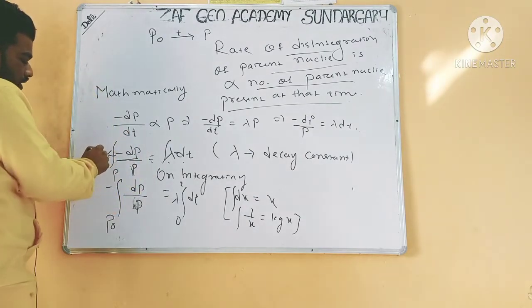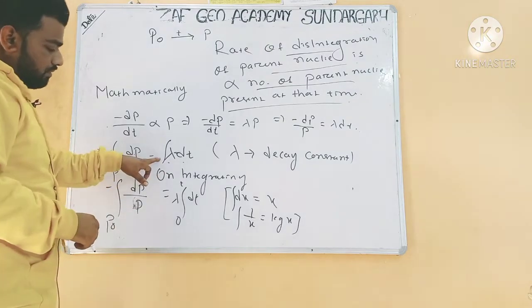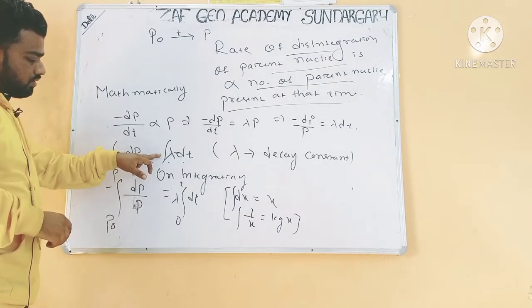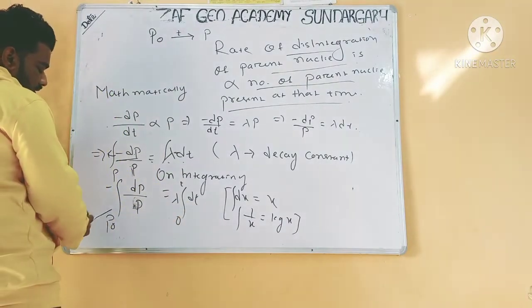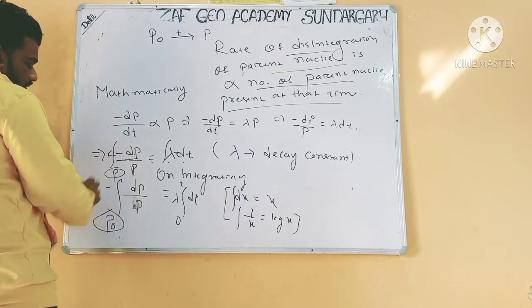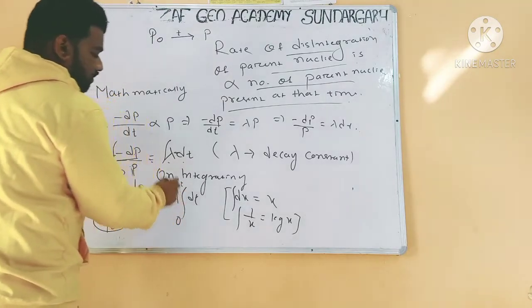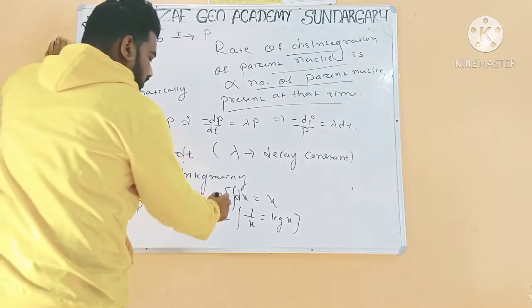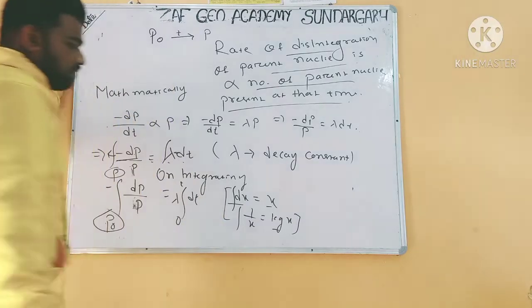The minus will be out of the integration, and lambda is also out of the integration because it is a constant quantity. The limits are: P varies from P naught to P, and time varies from 0 to t. Now you know the integration of dx is x, and the integration of 1 by x is log x.